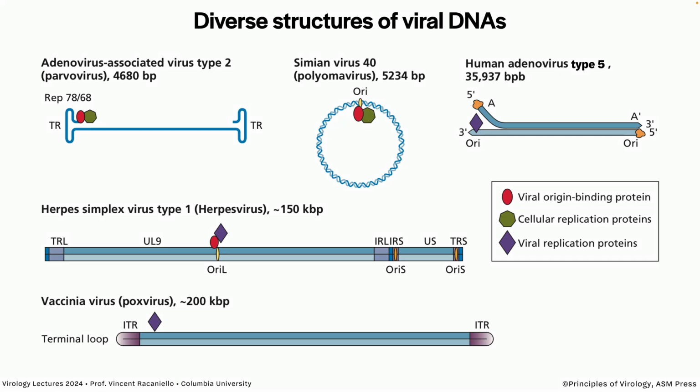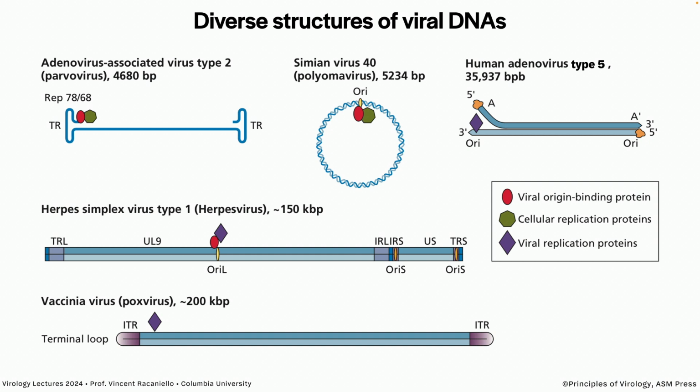So the genomes that we're going to look at today, they're different structurally. And so that presents a challenge. How do we copy them if they're so different? So we're going to talk about single-stranded DNA viruses. An example is adeno-associated virus type 2, a parvovirus. This is an interesting virus because in the last lecture of this course, we're going to talk about using viruses to cure diseases, right? Gene therapy. And parvoviruses play a big role in that.